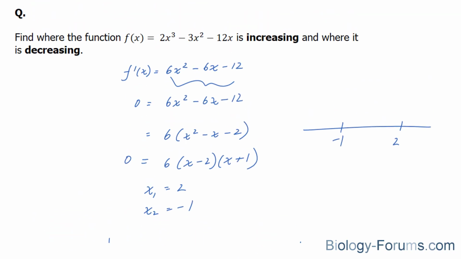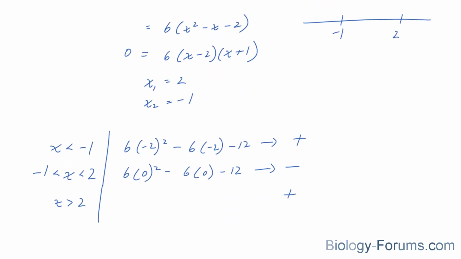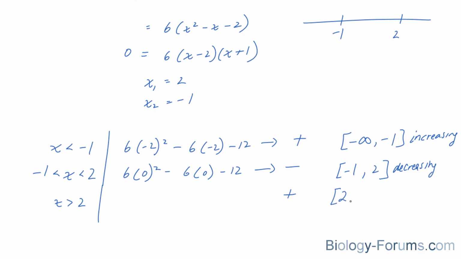Therefore, according to this test, when you have negative infinity to negative 1, it is increasing. And when you have negative 1 to 2, it is decreasing. And when you have 2 to positive infinity, it is once again increasing. Let's continue.